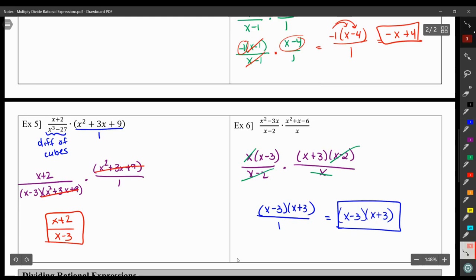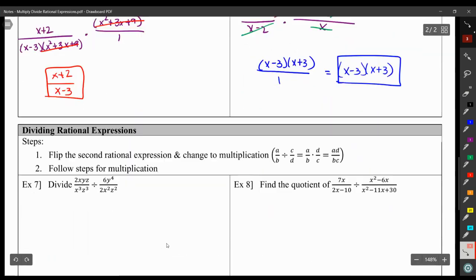And here's your solution for example 6. Take out an x from the numerator, factor the numerator on the other fraction into x plus 3 times x minus 2, and we see that this x and this x simplify out, this x minus 2 and this x minus 2 simplify out. Now let's talk about division.